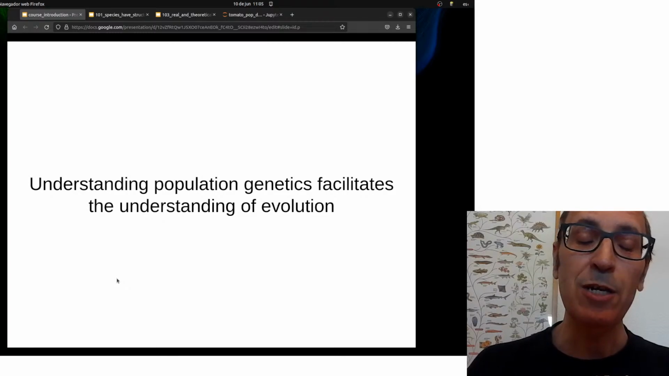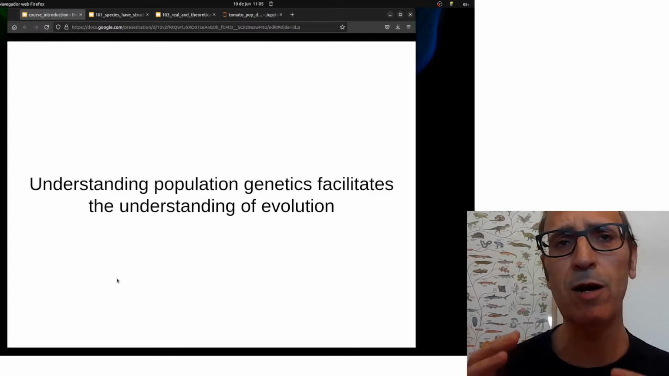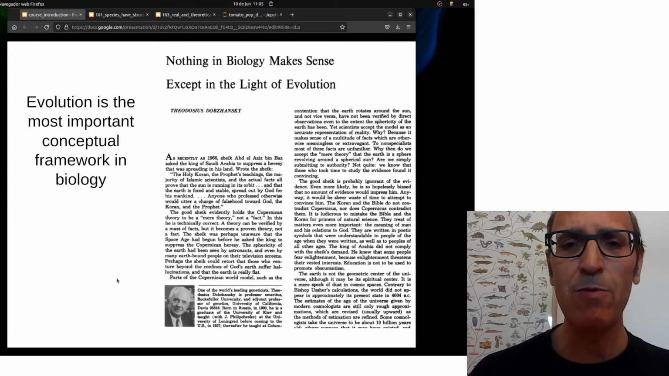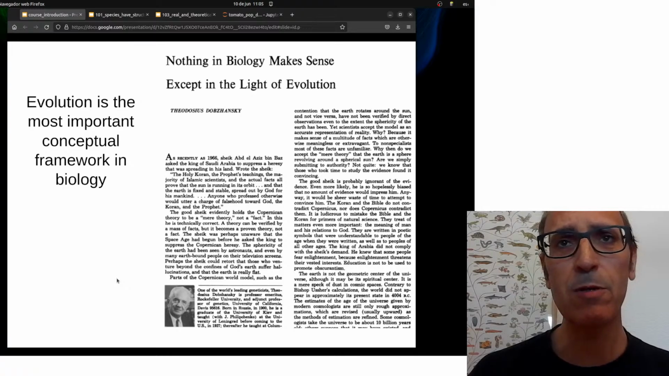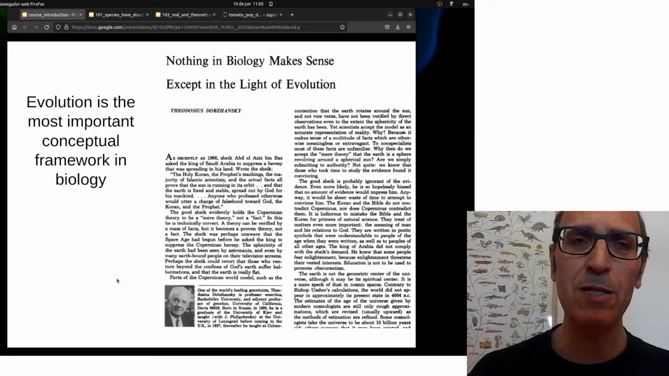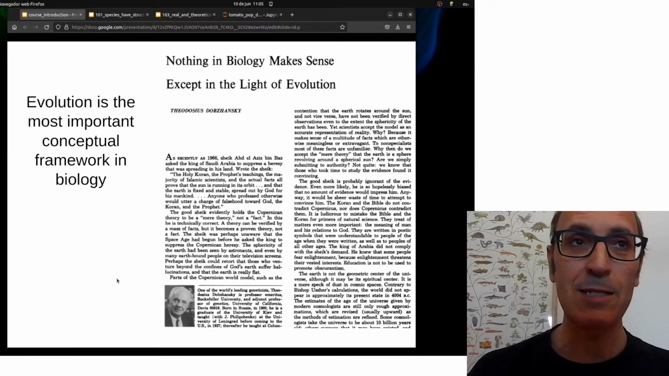In general, as a student of biology, it's very important to understand evolution, because evolution is the main conceptual framework that you have to take into account when you are doing biology. There's a very famous paper that I highly recommend to you, by Dobzhansky, a very important geneticist. It's called "Nothing in Biology Makes Sense Except in the Light of Evolution." I highly recommend this paper. It's very easy to read. It's not technical at all. It was written for students, and it's still very relevant.